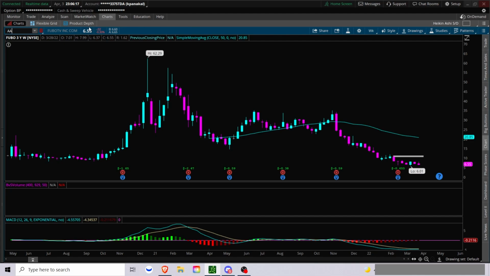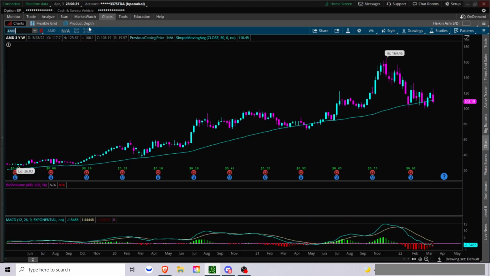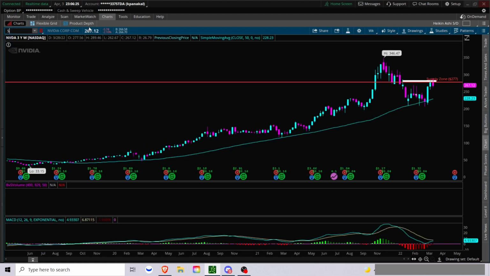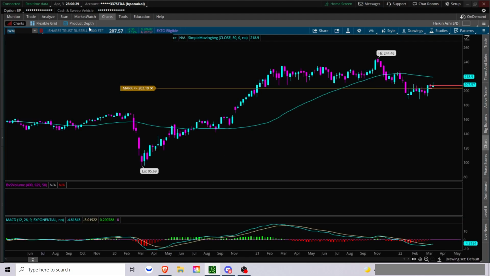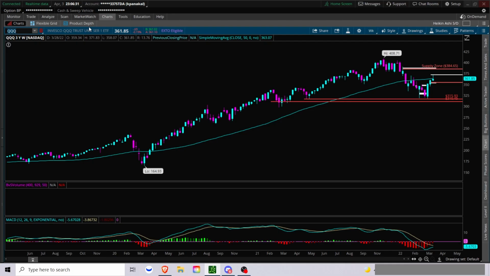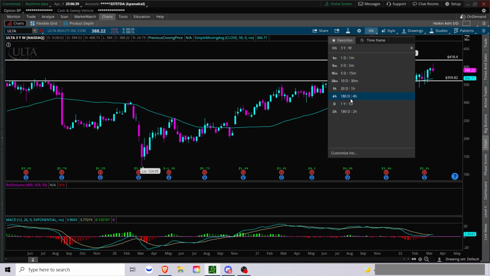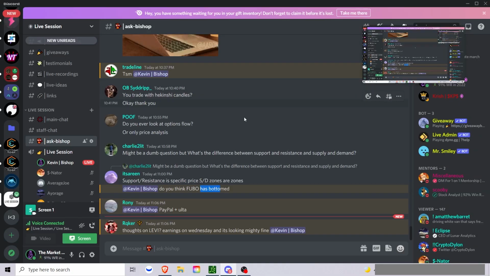If you guys don't know what big cap stocks are, that's stocks like Apple, Microsoft, AMD, NVDA, and then you could also trade ETFs, right? SPY, IWM, QQQ. We already plotted SPY and QQQ, so we'll get into IWM in just a bit.